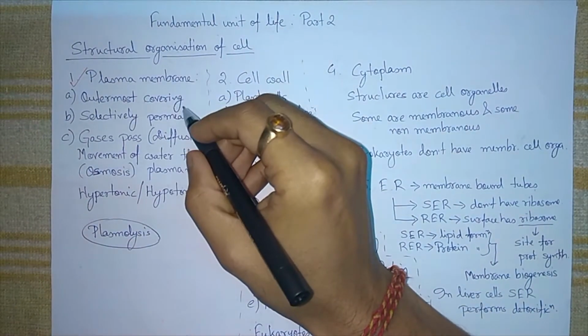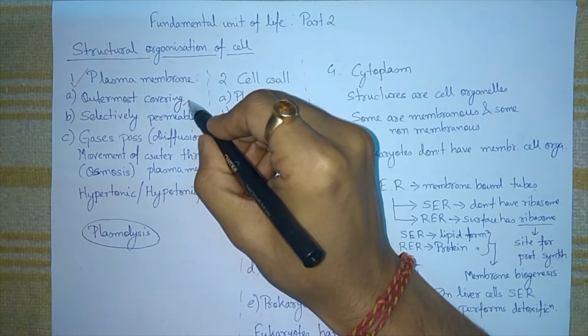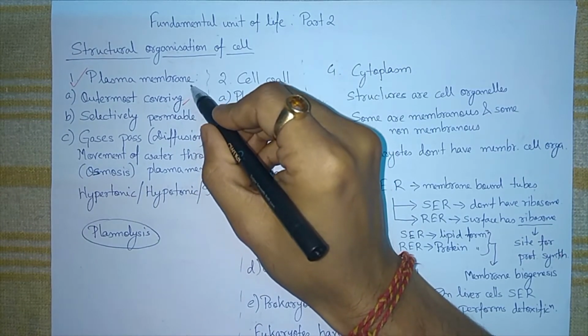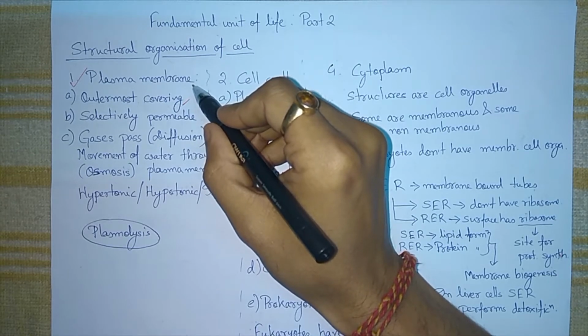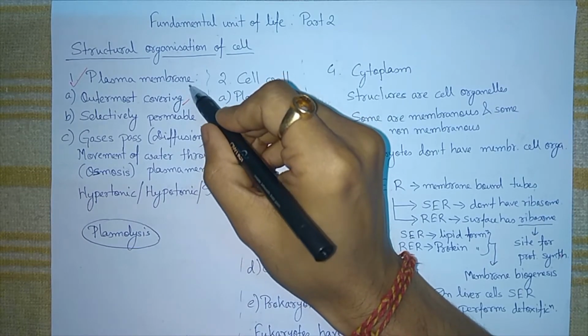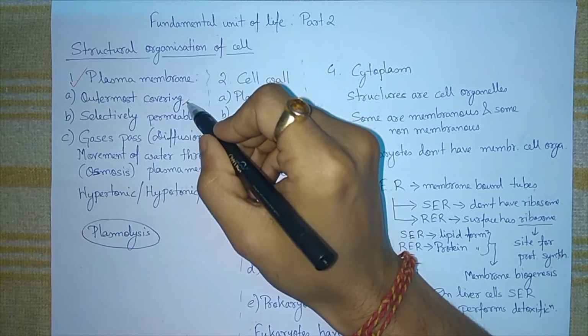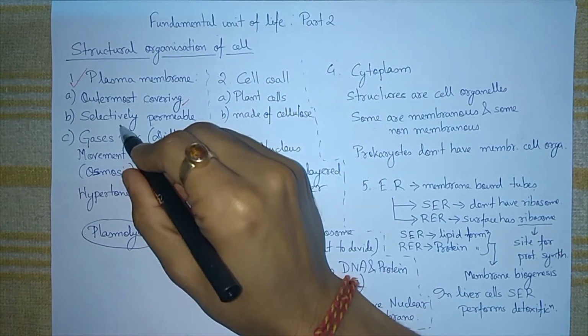Plasma membrane is the outermost covering. Remember, plasma membrane is the outermost covering, and it is found in every cell, in every plant cell, animal cell, bacteria, any kind of cell. If it is a cell, then you will get plasma membrane, which is the outermost covering. It is also selectively permeable.